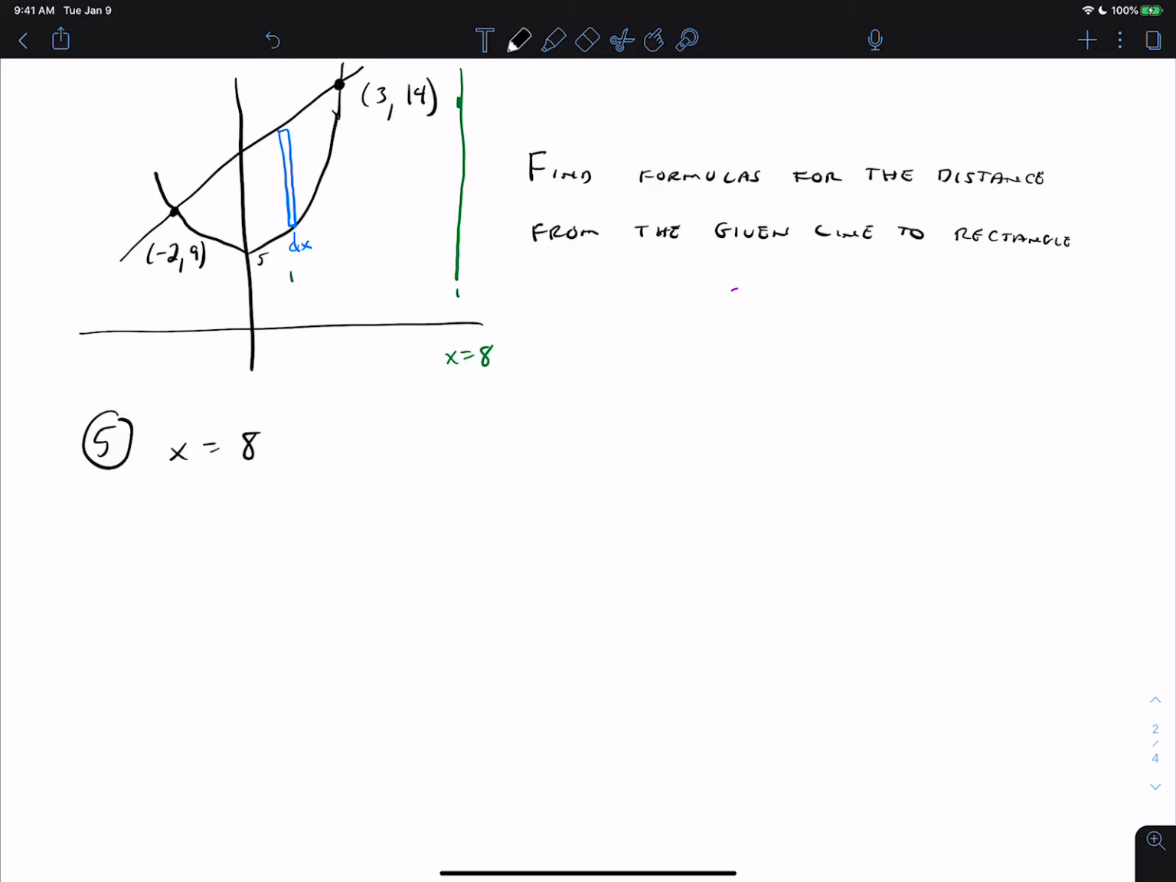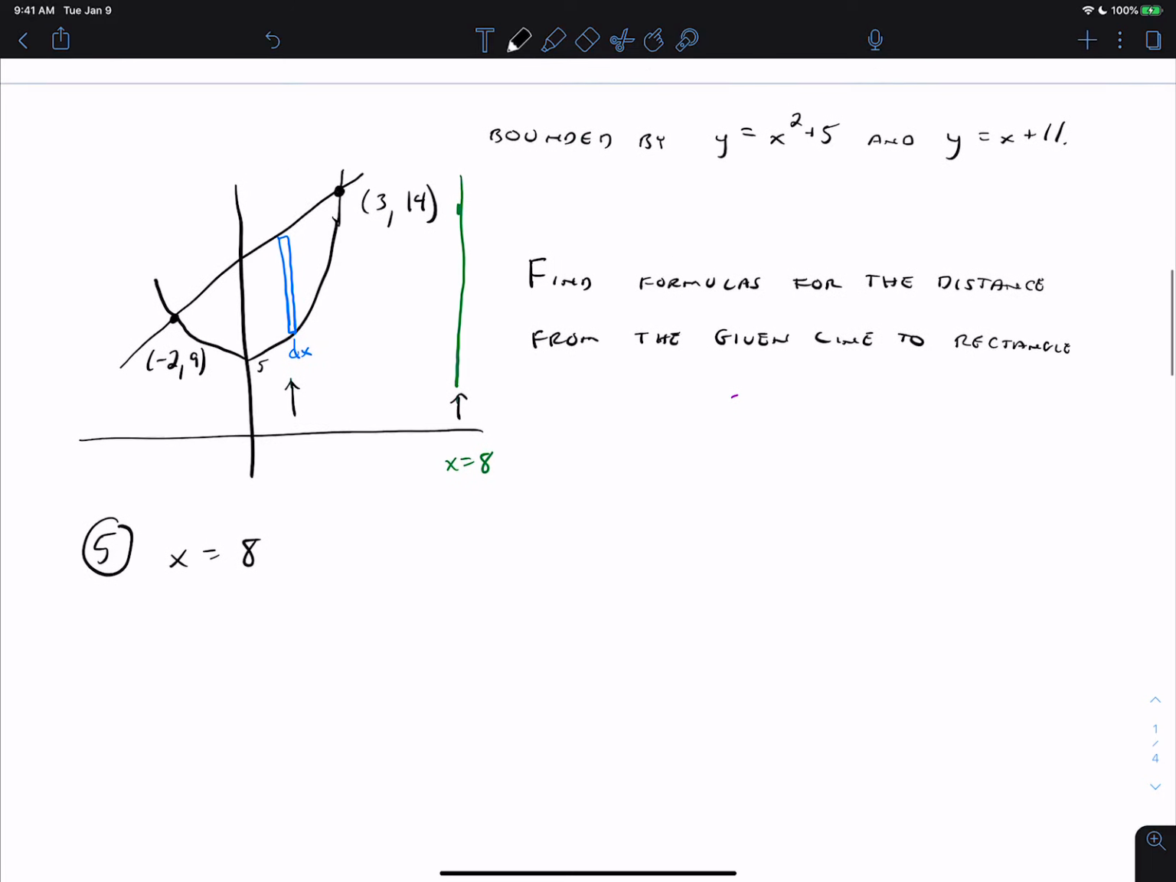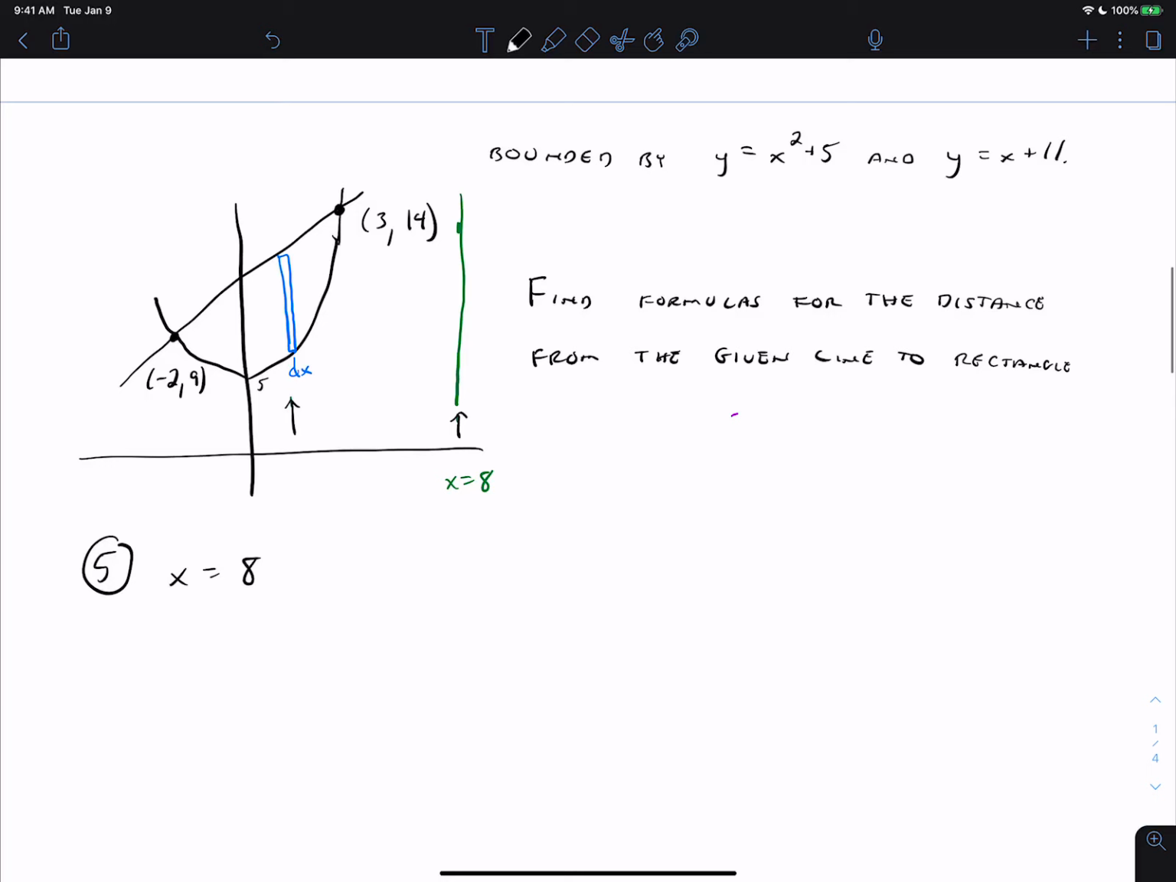Okay, and so when we look at this, the distance from x equals 8 to the rectangle is the distance from there to there. That is a horizontal distance. So when we do horizontal distances, we take the x on the right minus the x on the left. Pause the video and write what you think you would get for that. So the distance from the given line to the rectangle: right x minus left x. Pause it, come up with what you think, and then check it with me in a second.